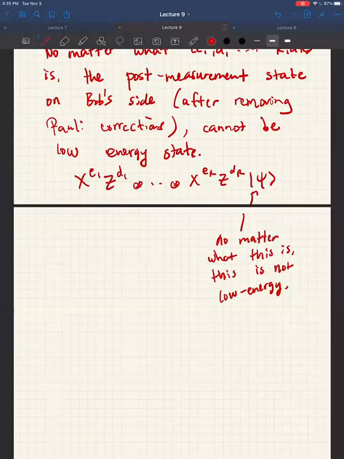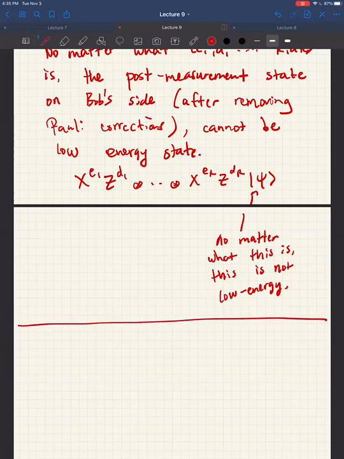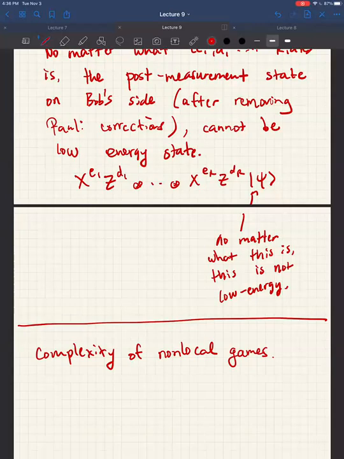Okay, so that concludes the part about verifying quantum computations. And we're going to move on to another topic, which still uses rigidity in a very deep and fundamental way. In the next couple of lectures, we're going to talk about the complexity of non-local games.